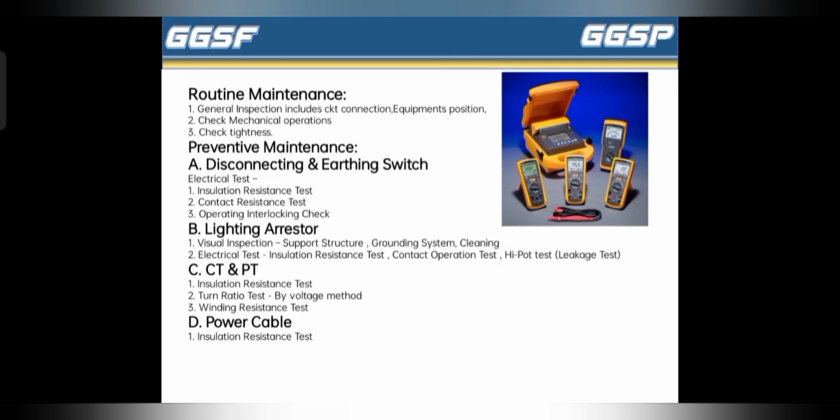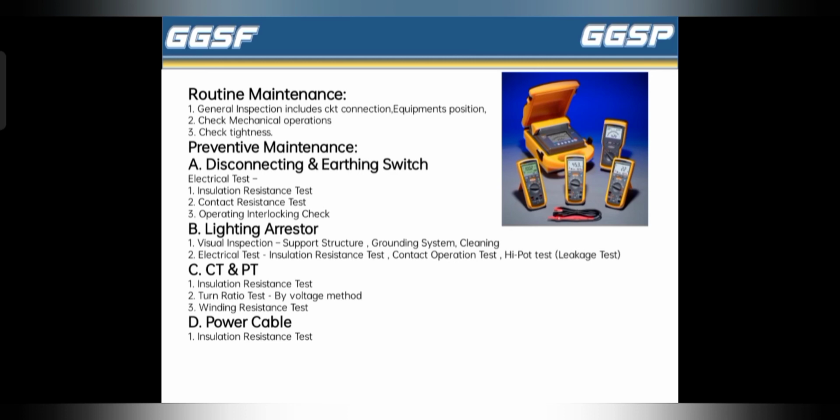Routine maintenance. General inspection includes circuit connection, equipment position, check mechanical operation, check tightness. Preventive maintenance. Disconnecting and earthing switch. Electrical test. First, insulation resistance test. Second, contact resistance test. Third, operating interlocking test.